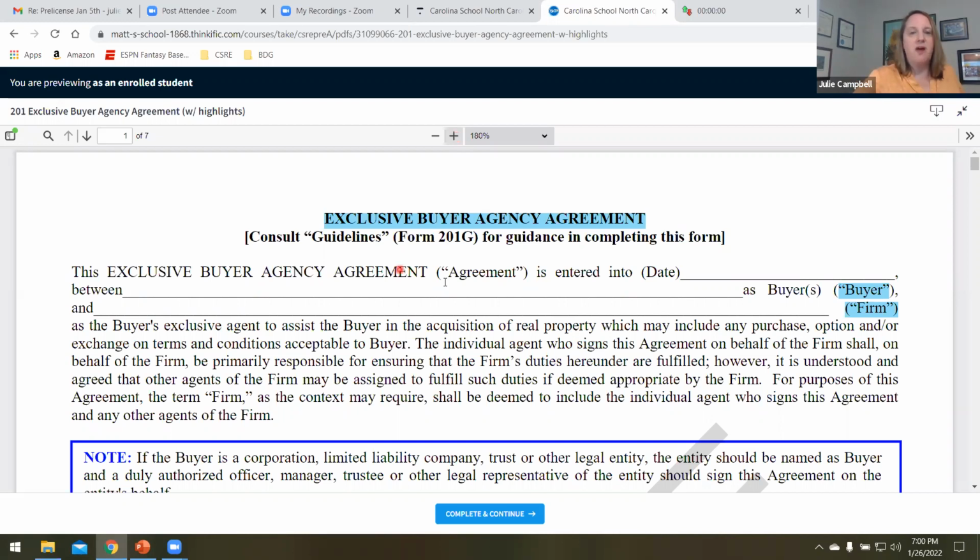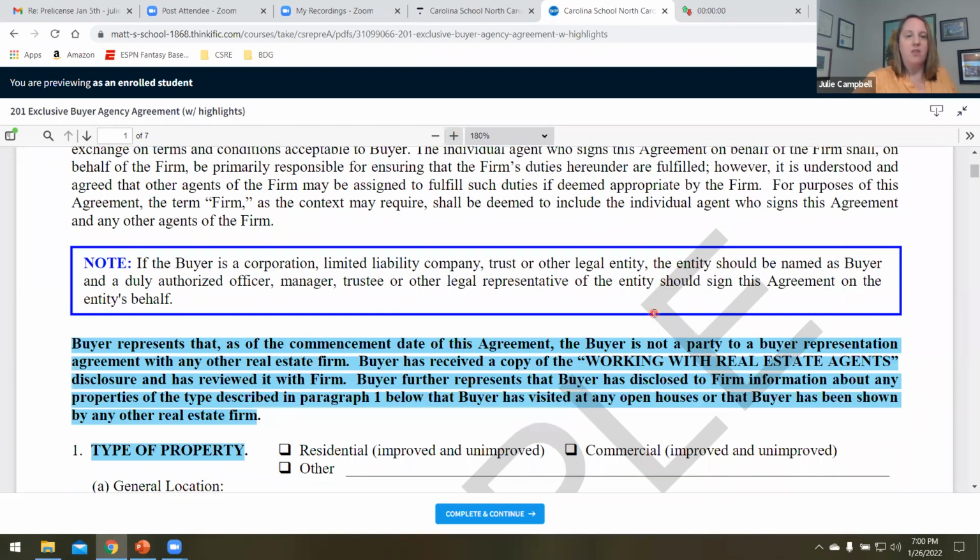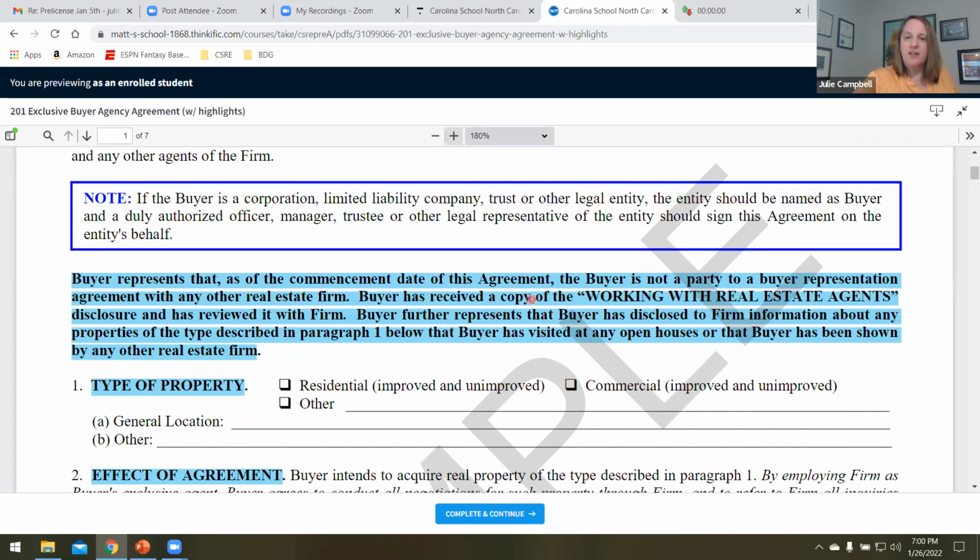So the exclusive buyer agency agreement is between the buyer and the firm, the relationship between the buyer and the firm. The buyer represents that, as of this date, they're not a party to another exclusive buyer agency agreement. They're also going to represent that they've seen the working with real estate agent disclosure.